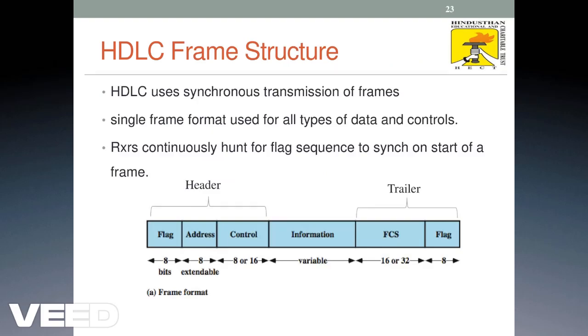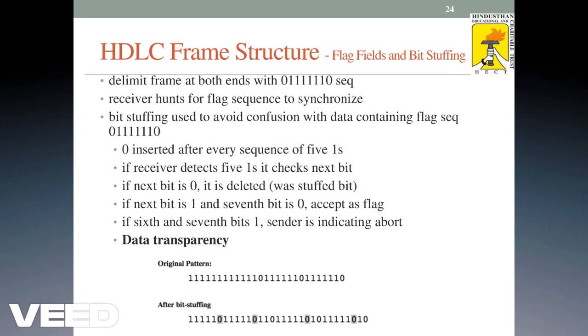HDLC frame structure involves bitwise operations. The first field is a flag, then address, control, information, frame check sequence, and then a flag. The flag pattern is 0, seven 1s, and 0. A 0 will be inserted after every sequence of five 1s. If a receiver detects five 1s, it checks the next bit. If the next bit is 0, it is deleted. Otherwise, it is an error.